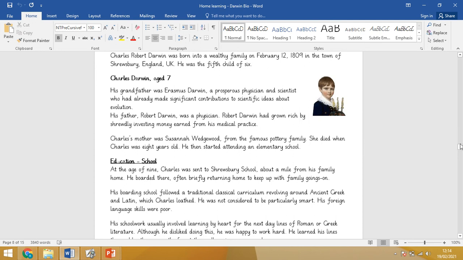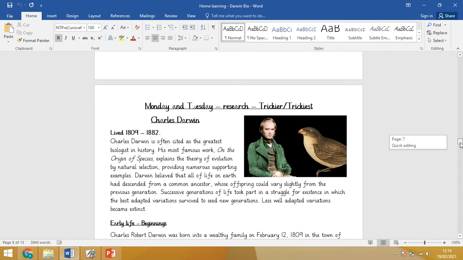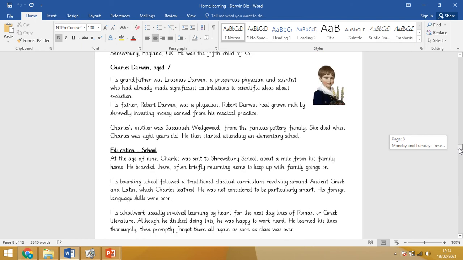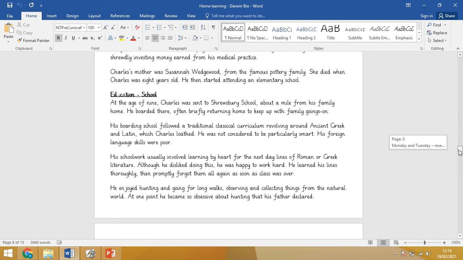After she died, he started attending an elementary school, so he was home educated up to that point. At the age of 9, he went to Shrewsbury School, and he boarded there. Even though it was only a mile away, he boarded there. What that means is that he would basically live at the school unless it was half term, and then he'd go home. And it was very, very boring. He had to learn ancient Greek and Latin, and he absolutely hated it.